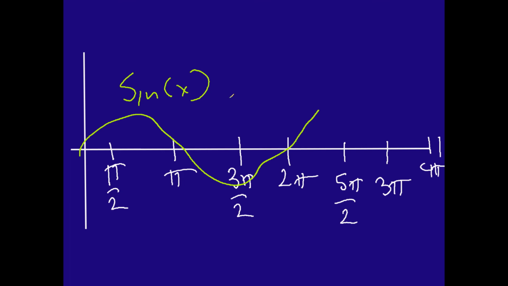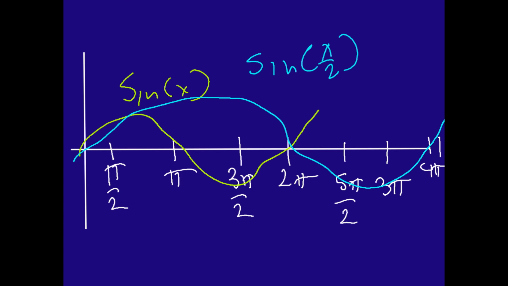Now for our next one, we had x over 2. This one was a little bit more complicated. If I had to draw you a picture, it would look something like this. We started here, and then we went to 2 pi like so, and then we went down, and then we went up to 4 pi like that. This is sine x over 2.